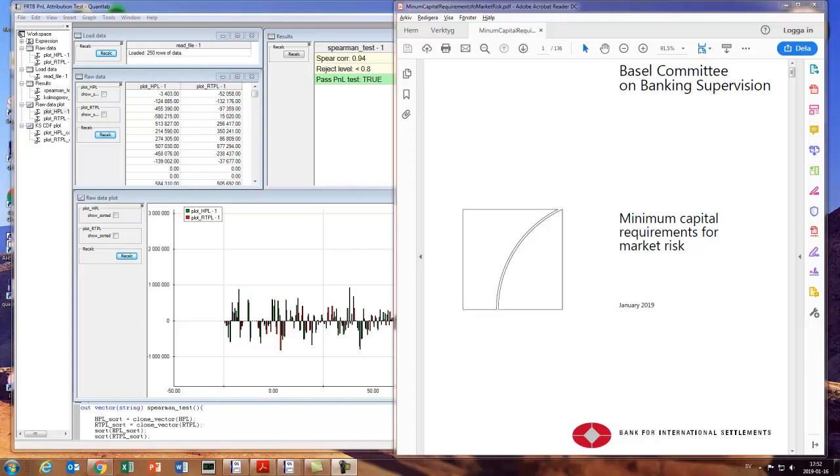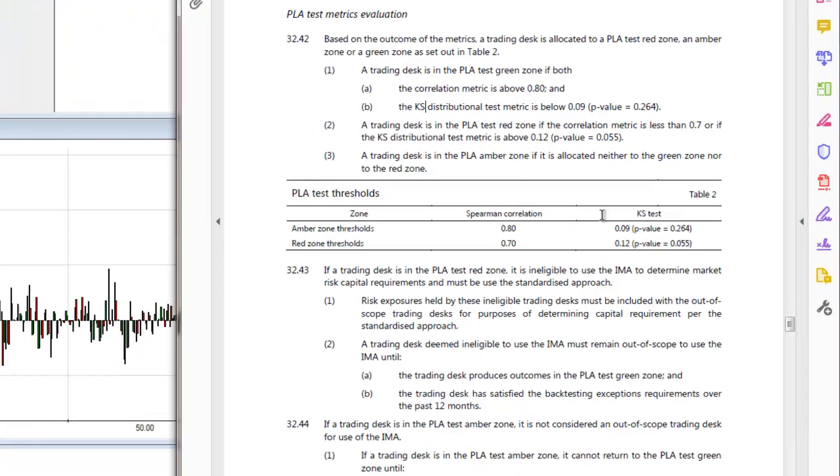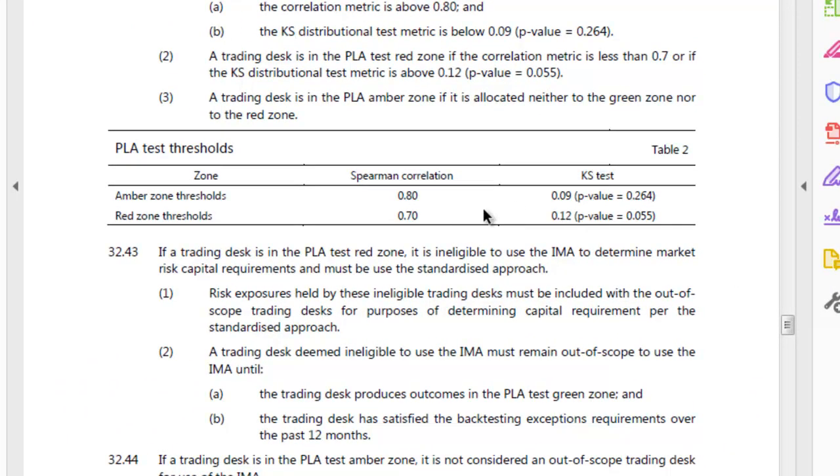Today we're going to look at using Quantlab as a tool to do some statistical analysis. Specifically, if you're reading this document, the new FRTB minimum capital requirements for market risk that just got out. And if you've gotten to the part at around page 93, where we have the backtesting, we can see that we will need both a Spearman correlation test, and we also need a Kolmogorov Smirnov test. And if we pass both of those, then we know that our trading desk is eligible for internal modeling.